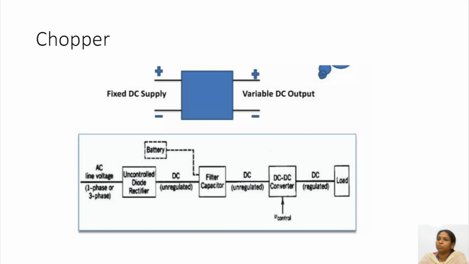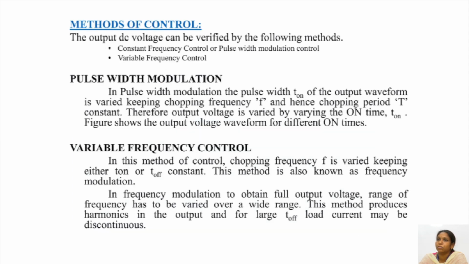The block diagram shows here the AC supply first has to be converted by a rectifier, which is to be an uncontrolled diode rectifier, and then it is given to a filter capacitor where the ripple voltages and noises are removed. This DC unregulated voltage is then given to a chopper, which is called a DC to DC converter, and with the help of the controlling voltage the regulated DC output voltage is obtained, which can be connected to the load.